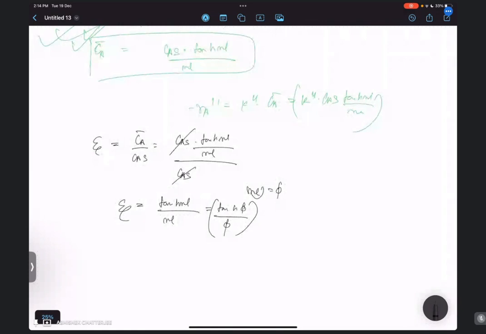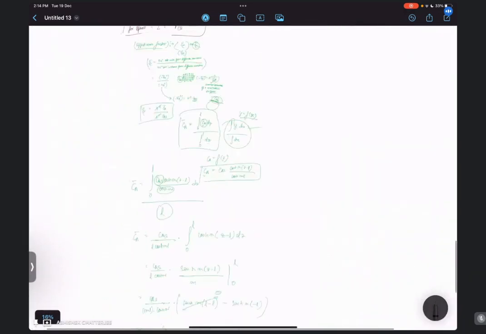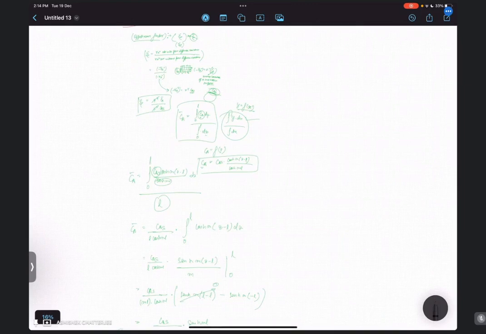समझ में आया? Effectiveness factor concept is clear or not? Very simple. For this effectiveness factor, this concept is clear or not?